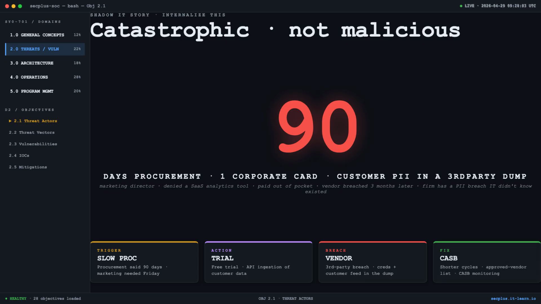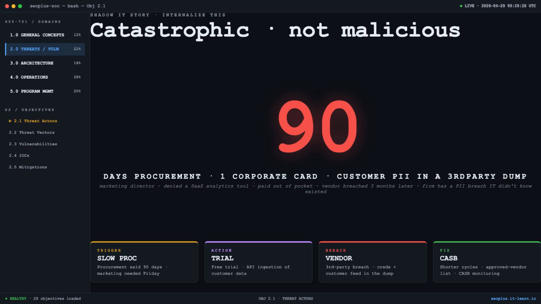The fix is shorter procurement cycles, an approved vendor list that actually reflects what marketing teams need, and CASB-style monitoring that catches unauthorized cloud service signups. On the exam, shadow IT is not a malicious actor. It is a vulnerability creator that other actors can exploit.